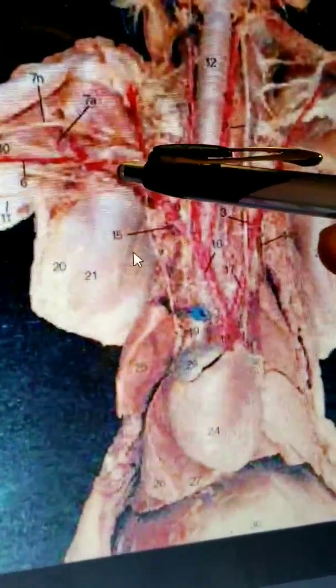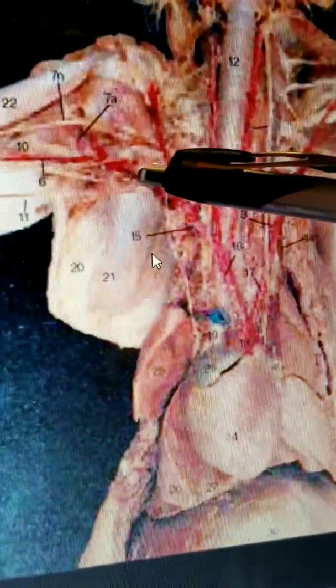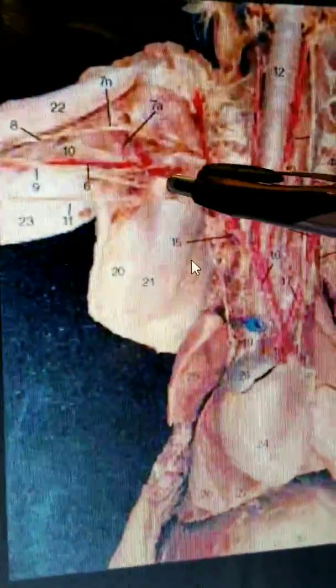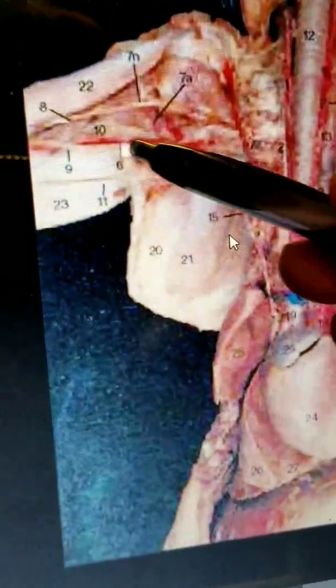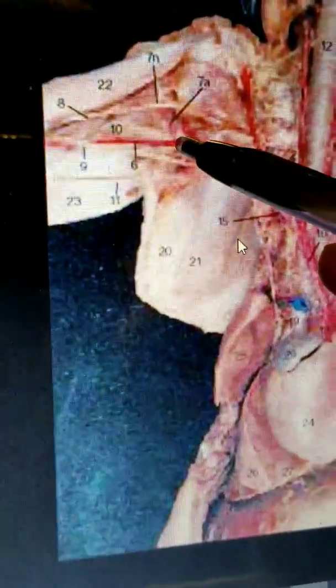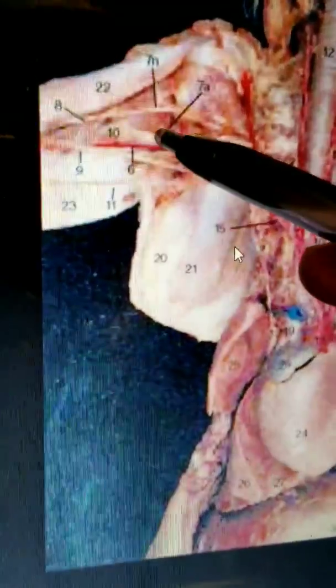When the subclavian artery passes in front of the first rib, it is now the axillary artery right here. When the axillary artery enters the arm, it turns into the brachial artery. The brachial artery then branches off to produce the radial and ulnar arteries.